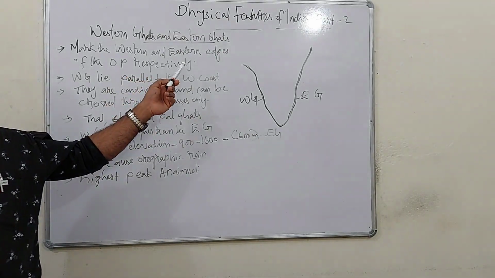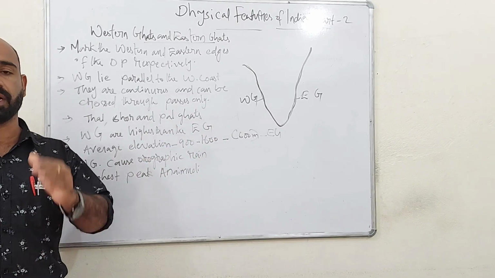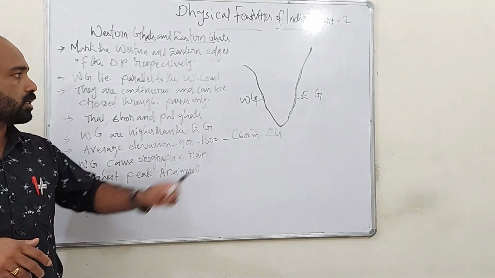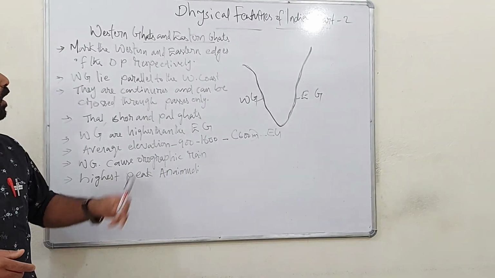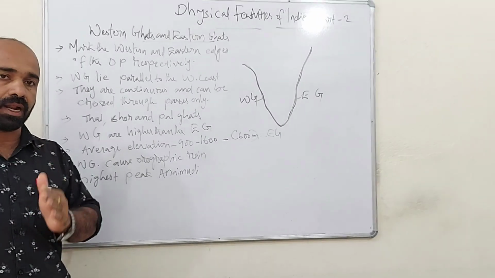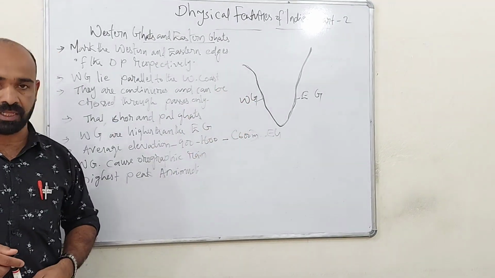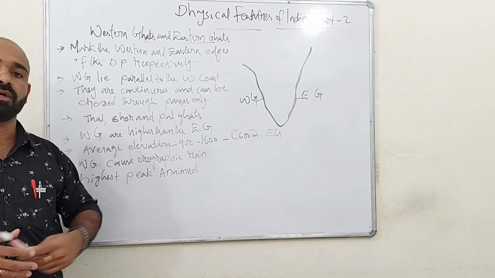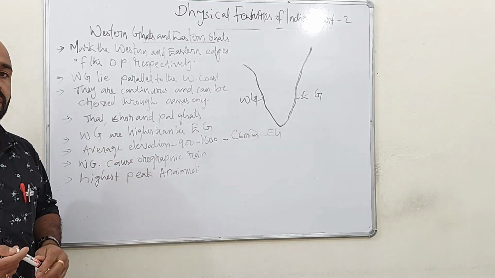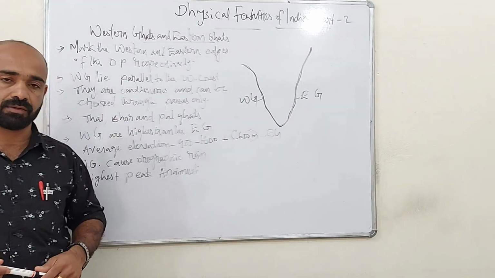See, Western Ghats and Eastern Ghats mark the eastern and western edges of the Deccan Plateau respectively. This is Western Ghat and this is Eastern Ghat. Western Ghat lie parallel to the western coast of India, and Eastern Ghat lie parallel to the eastern coast of India. First of all, let's see Western Ghat.